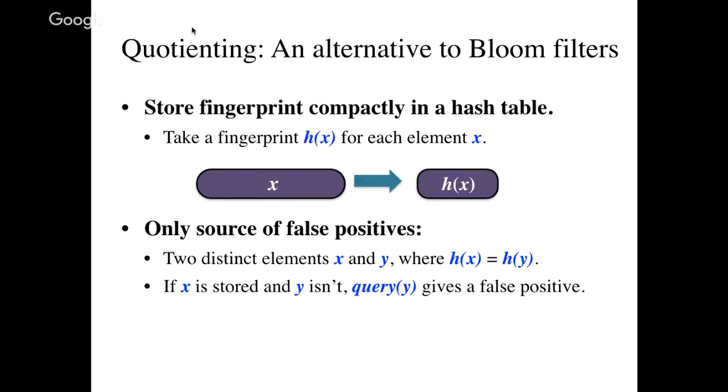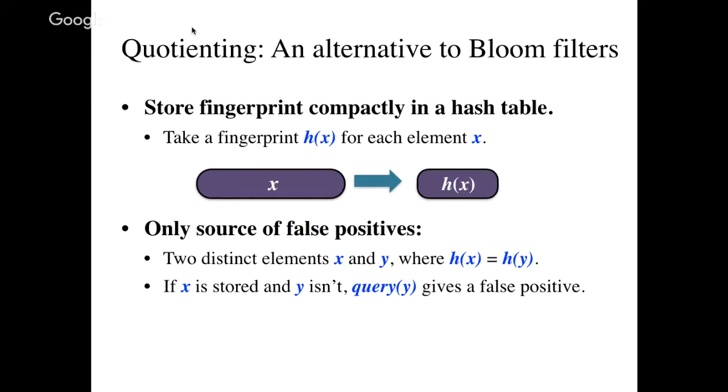Now let's see how quotienting works, which is the main approach behind the counting quotient filter. Quotienting is an alternative to Bloom filters. What we do is store the fingerprints compactly in a hash table. You take an element X and you hash it, and h(X) is its fingerprint, and we store that compactly in a hash table. So the only source of a collision or a false positive is when two distinct elements, X and Y, have the same fingerprint. In that case, if X is in the set and Y is not, and you query for Y, then the result will be a false positive.